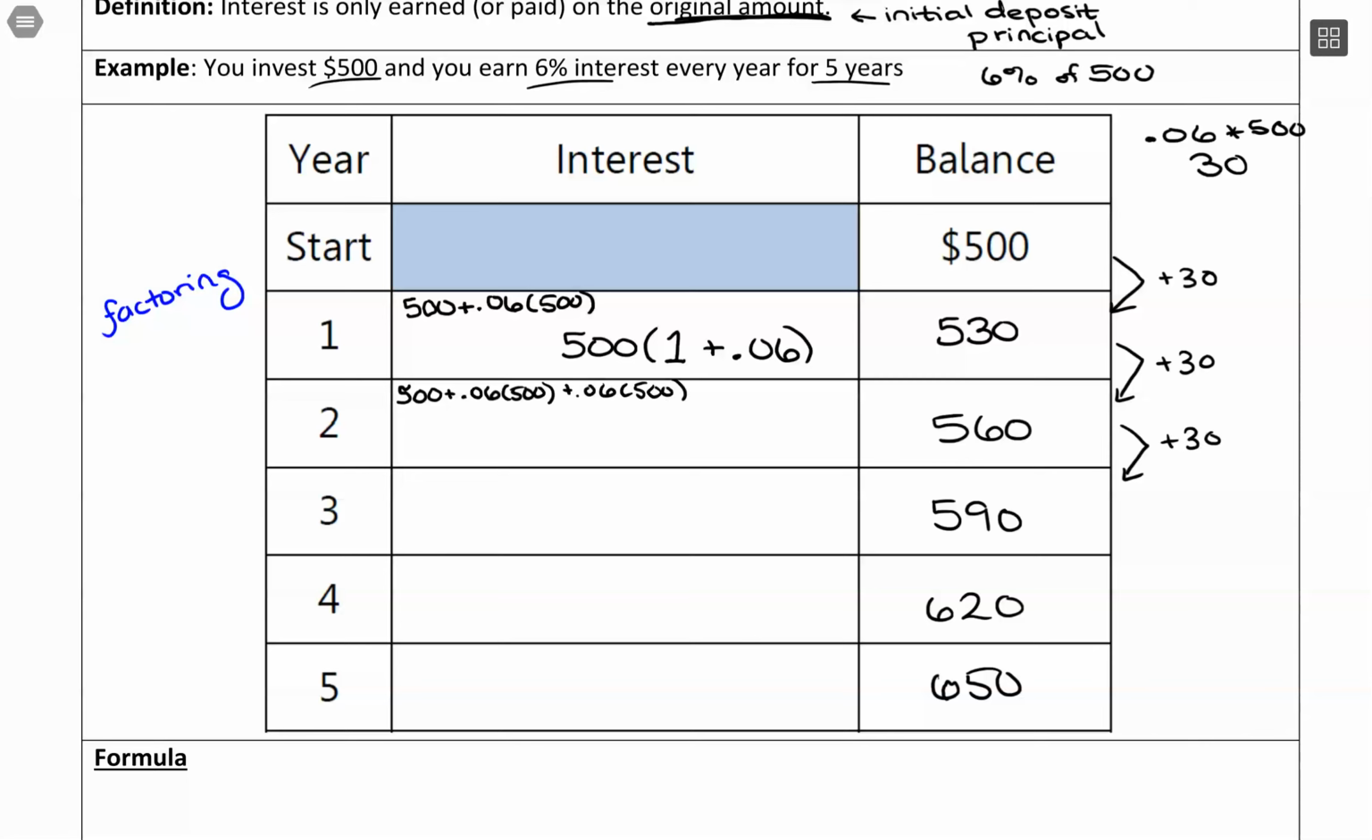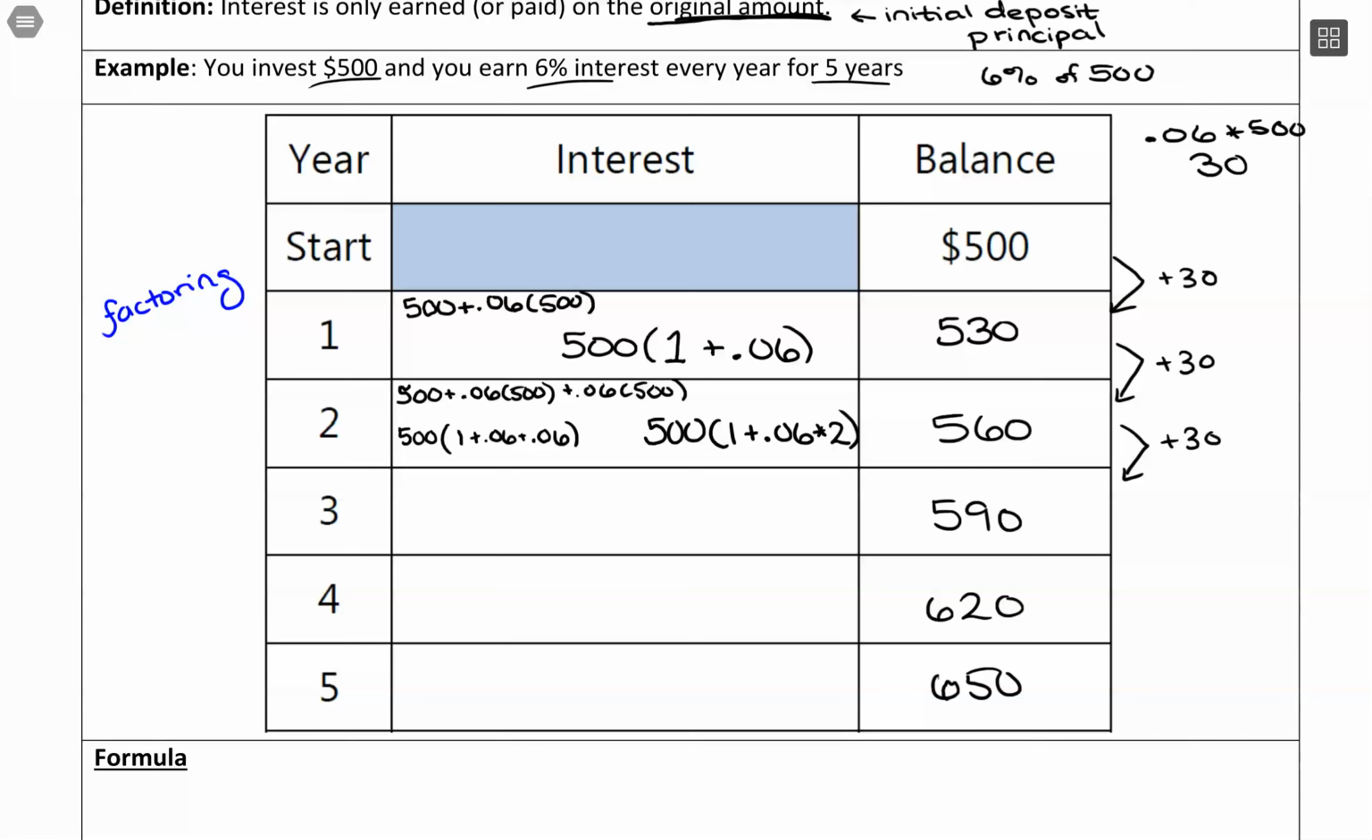So really, in a factored form, I have this 500 factored out with a 1 plus 0.06 plus 0.06, and that would be the same thing in just a factored form. And then I'm just going to write it one more way: 500 with a 1 plus 0.06 times 2.